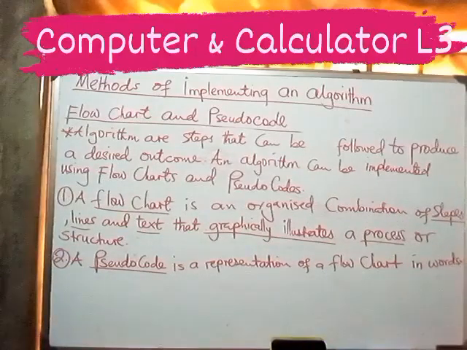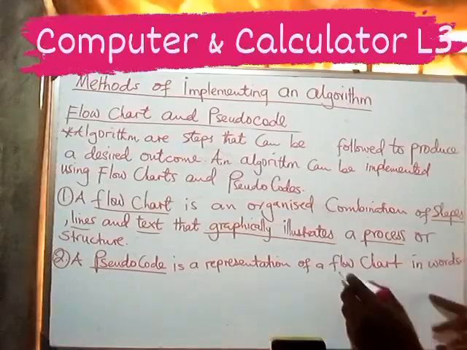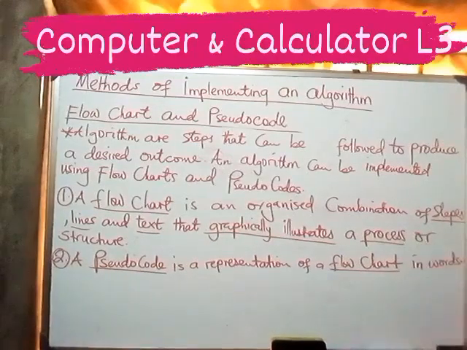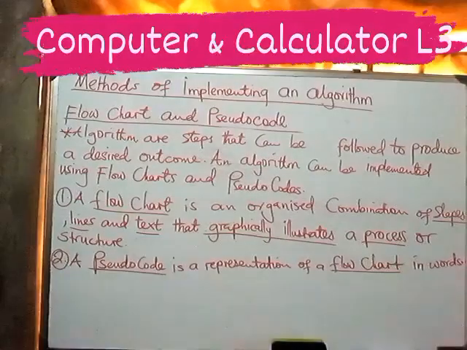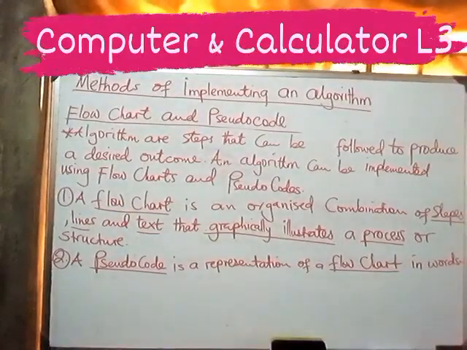Then the second point is known as a pseudocode. A pseudocode is a representation of a flowchart in words. So when you are representing a flowchart in words, that is what we call a pseudocode. And there are some rules which should be followed when implementing a pseudocode. So right now, let us look at the flowchart itself. We look at the symbols involved, the shapes, the lines, etc.